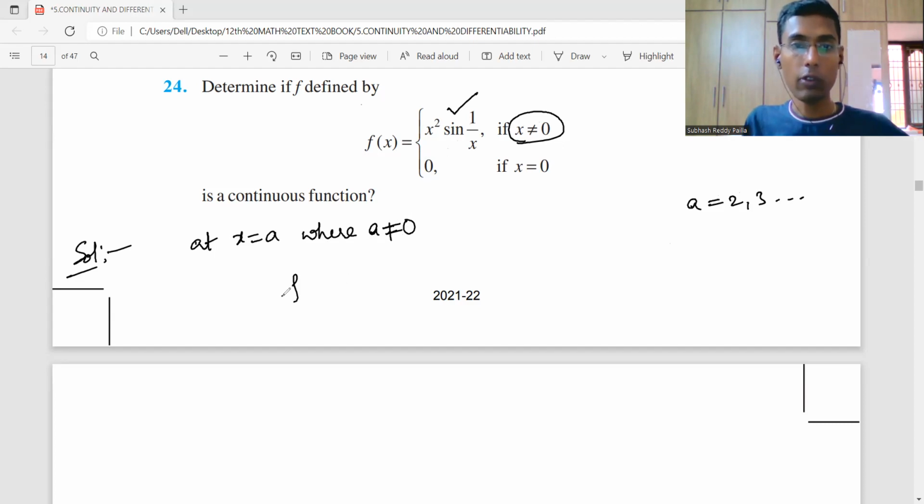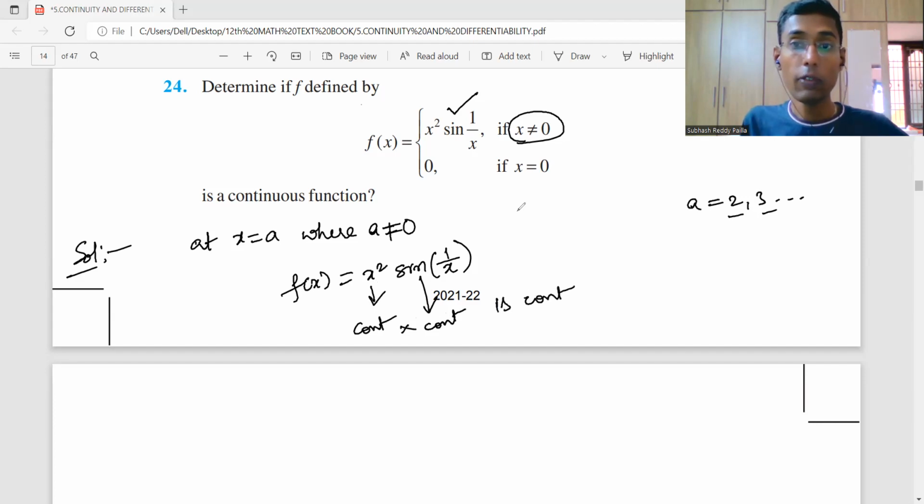Okay, f of x is always this. f of x then automatically becomes x square into sine 1 by x. That's it. So now what about the continuity of this function? Whether a is 2, 3, 4, whatever you want to take, x square is a polynomial function, continuous, and sine 1 by x is a trigonometric function, continuous. Continuous function times continuous function is continuous. Yes. If you take any point x equal to a which is not 0, it can be 0.1, 0.2, 1, 2, 3, 4, 5, minus 1, minus 2, minus 3, any point which is not 0.